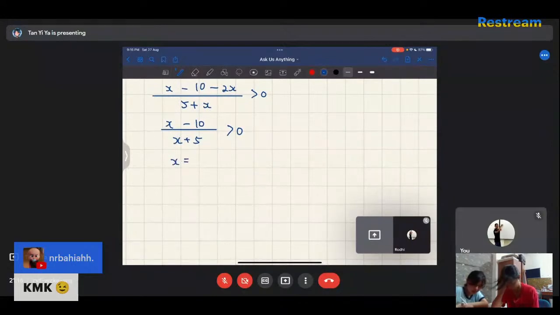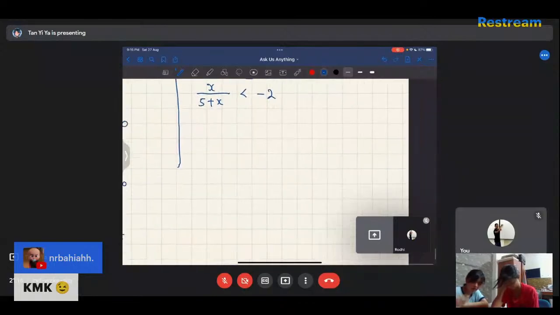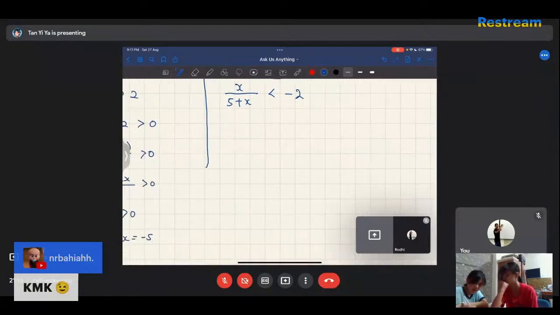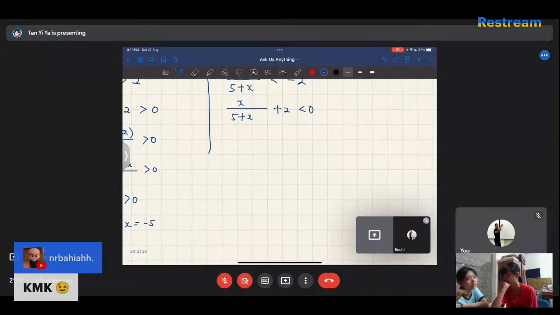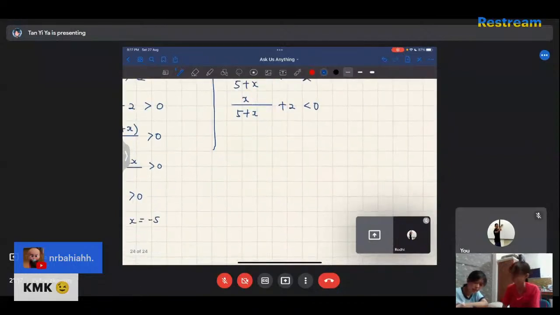Okay, I think we all know how to solve this. Equals to negative 5. Do stop me if I make any mistakes. This case as well, we do the same. Plus 2 equals to 0. We make the right hand side become 0. Then make the denominator the same.